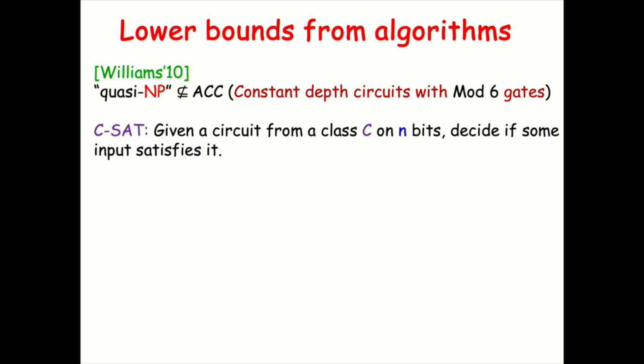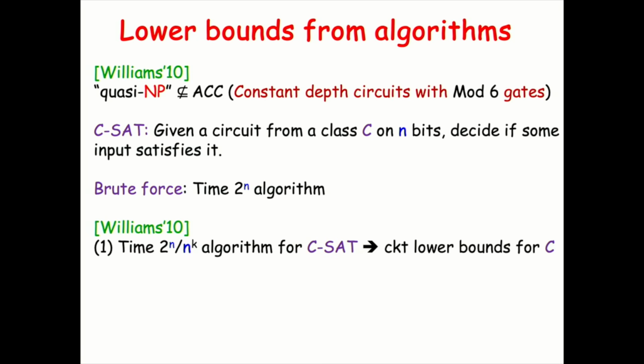So imagine the satisfiability problem, where I give you a circuit from some class of circuits, and I ask you to decide if it's satisfiable. Of course, we can do it by trying all possible inputs. So what you need, according to Ryan, is to improve it a little bit. You just need to find an algorithm that solves this satisfiability problem a little bit faster than 2 to the n. We are not looking for a breakthrough. If you have a little bit of a gain there, then you get a circuit lower bound for this class C, whatever the circuits are.